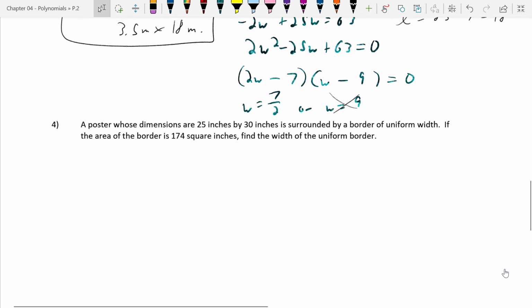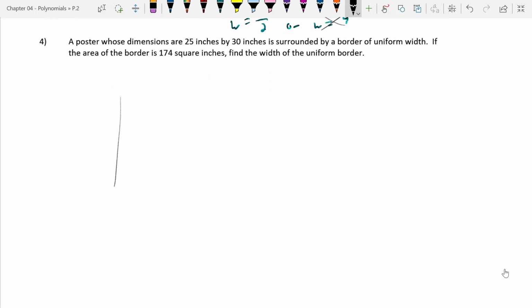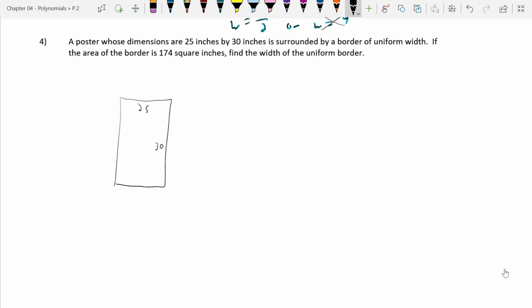Okay. And then finally, a poster. Dimensions are 25 by 30. So I have a poster that is 25 here and 30 here. And it's surrounded by a border of uniform width. When we say uniform, we mean same. It's the same width. That means the thickness of this. This is just like the swimming pool problem from before.